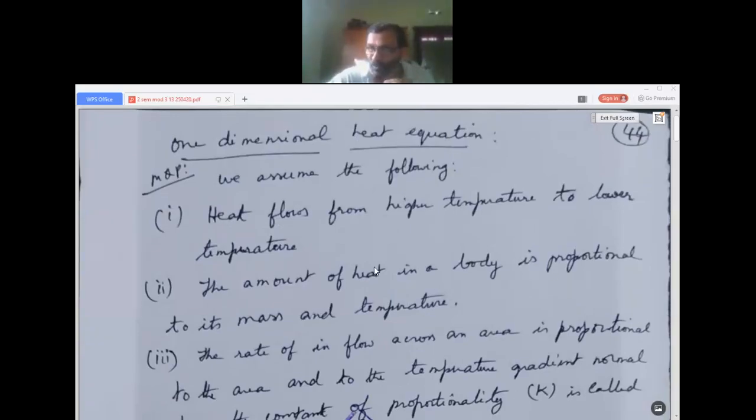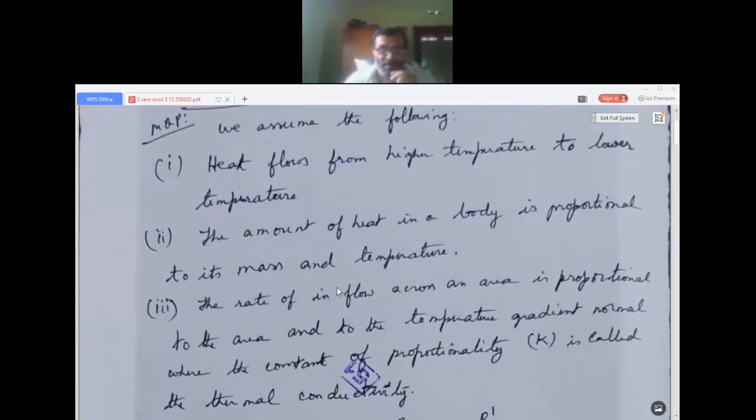Secondly, the amount of heat in a body is proportional to its mass and temperature. That means the amount of heat required for a body is proportional to its mass. If the mass is big, we require more heat. The amount of heat in a body is proportional to its mass and temperature.